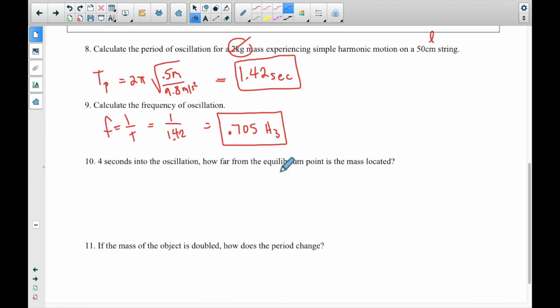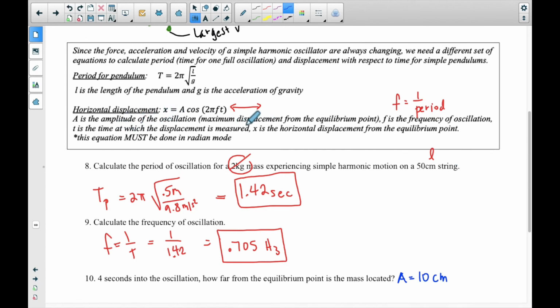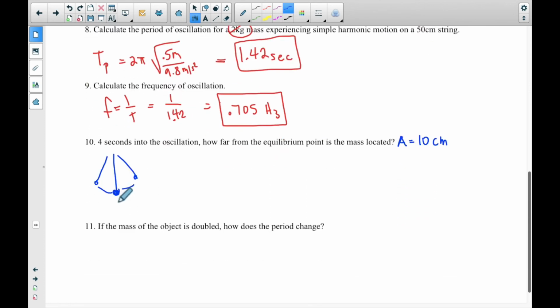Okay, 4 seconds into the oscillation, how far from the equilibrium point is the mass located? What we didn't know, and we need to in order to figure this out, is the amplitude is 10 centimeters. And let's think again about what the amplitude is. The amplitude is the maximum displacement from the equilibrium point. And so here's our pendulum, and it's going back and forth, and the 10 centimeters is from here to here. That's our maximum displacement from the equilibrium point. But we're asking about, okay, 4 seconds, where along the way is it going to be in 4 seconds? And so that's what we're trying to find out.